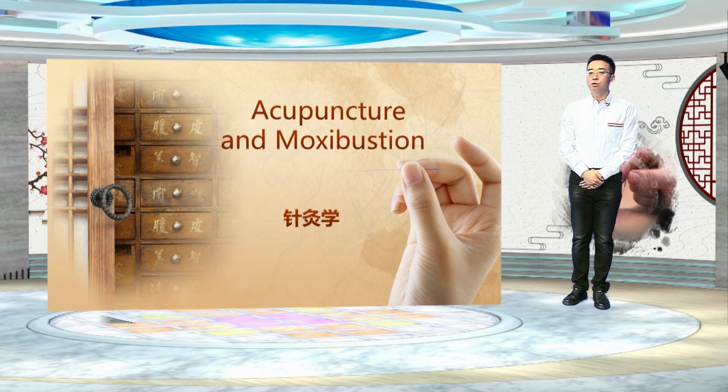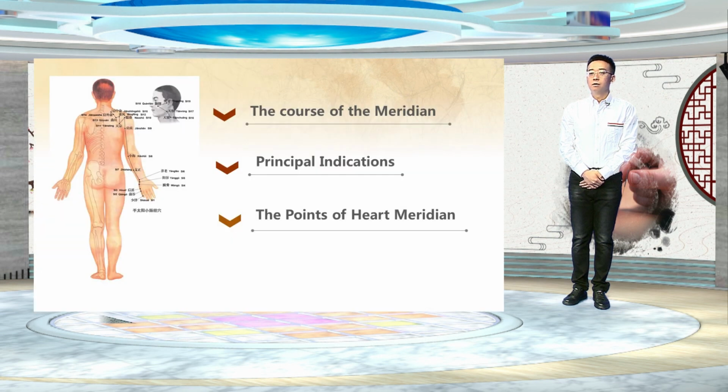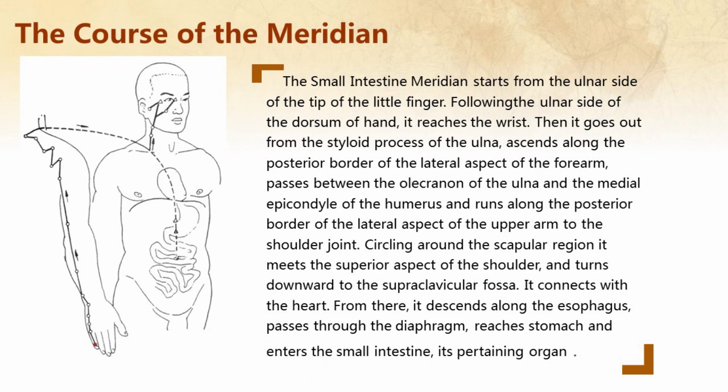Today, I'm going to explain the small intestine meridian of hand, 太阳, in the 12 meridians. This class will explain the related contents of the small intestine meridian of hand, 太阳, from 3 aspects. Now, let's start our class. First of all, let's learn the course of the meridian.